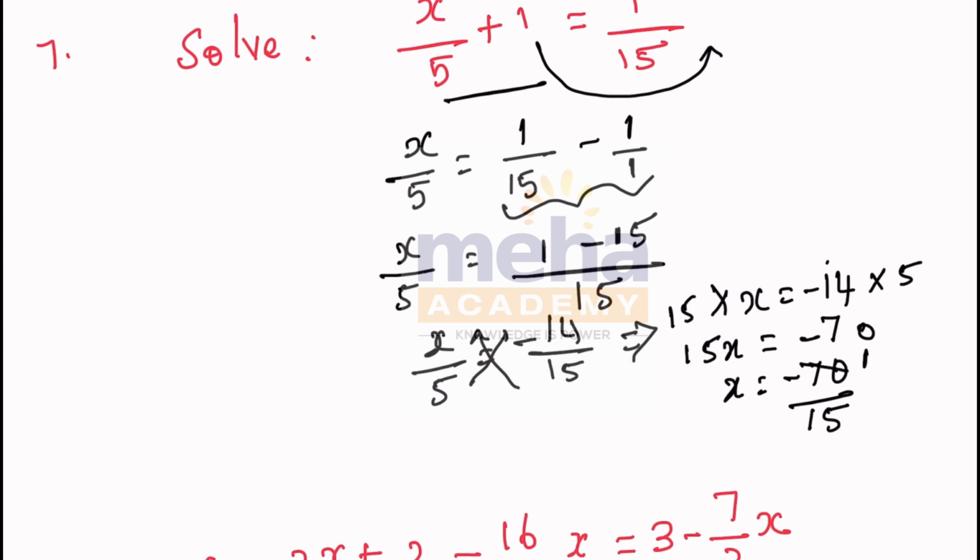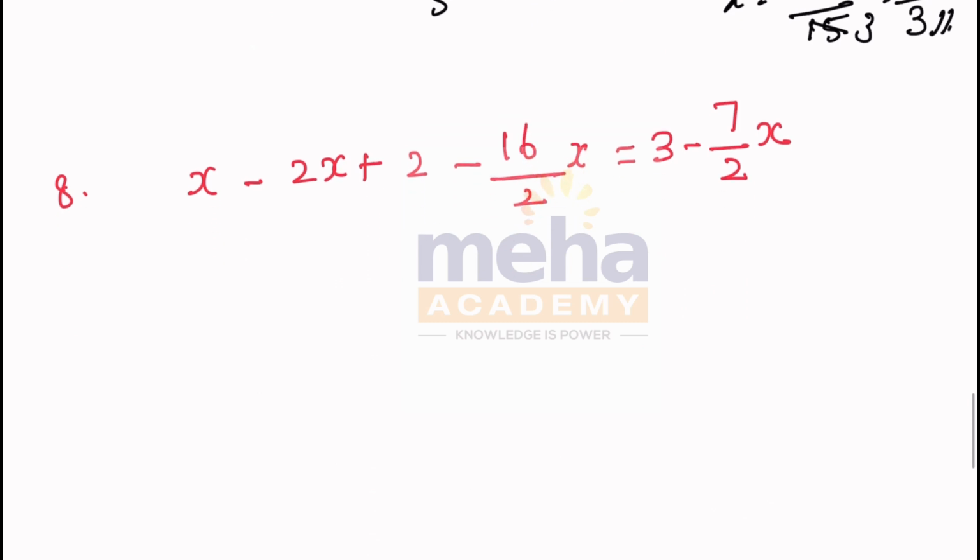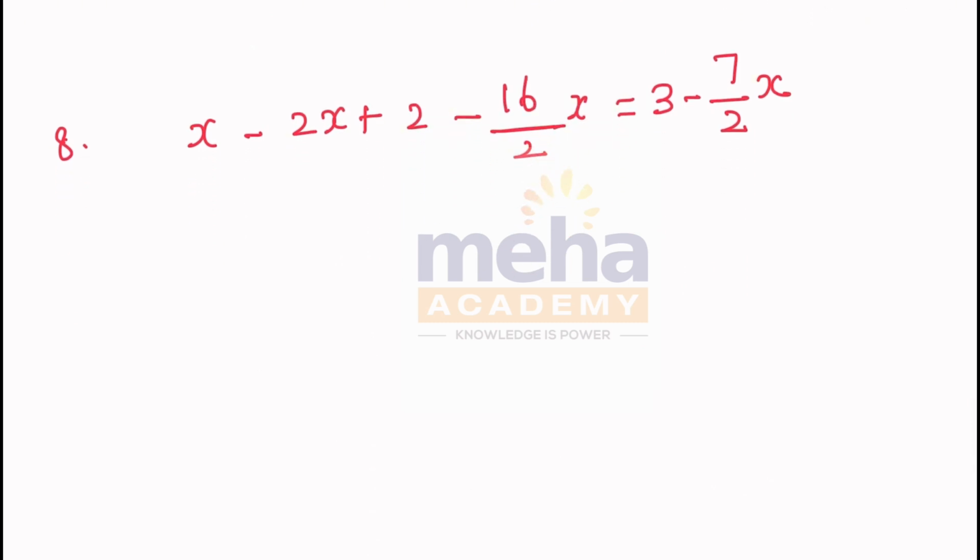So it goes in 5 table. 1 5s are 5. So 4 5s are 20 and 3. So the answer is negative 14 over 3. X is equal to negative 14 over 3. So look at this 8th question.